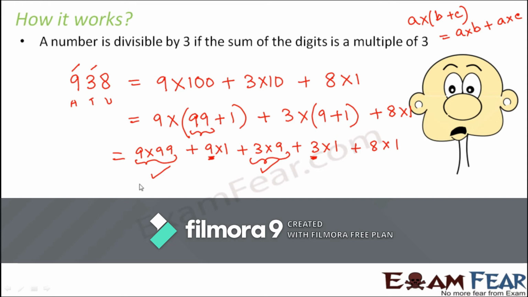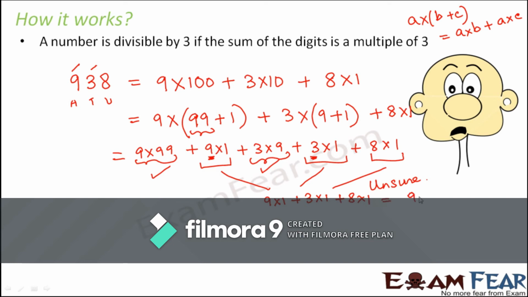So what are we left with? We are unsure only about this part, and this part. So these are the three parts which we are unsure about, whether they are divisible by 3 or not. And what are these three parts? 9 into 1 plus 3 into 1 plus 8 into 1, which is basically 9 plus 3 plus 8. And what is 9 plus 3 plus 8? It is nothing but the sum of the digits.